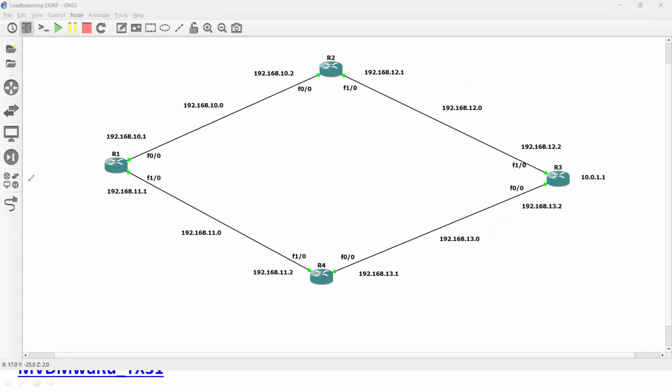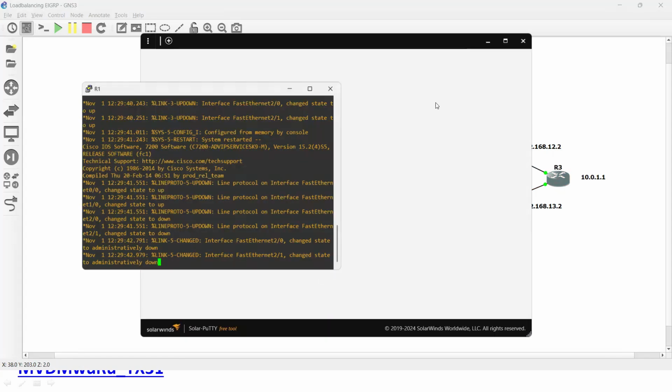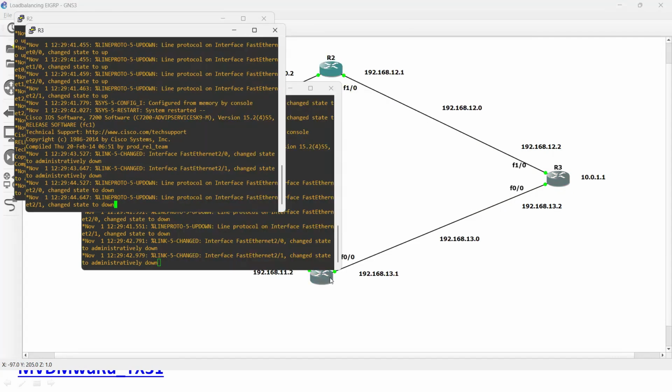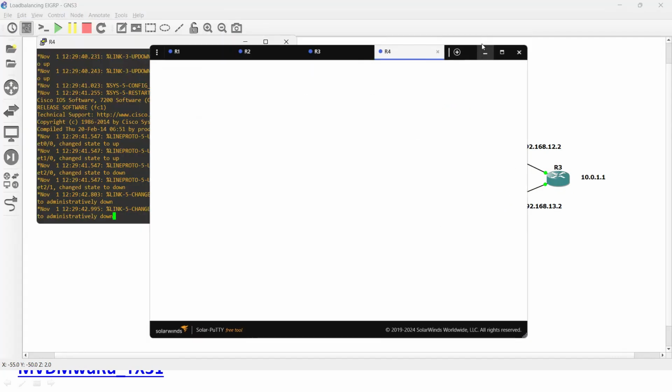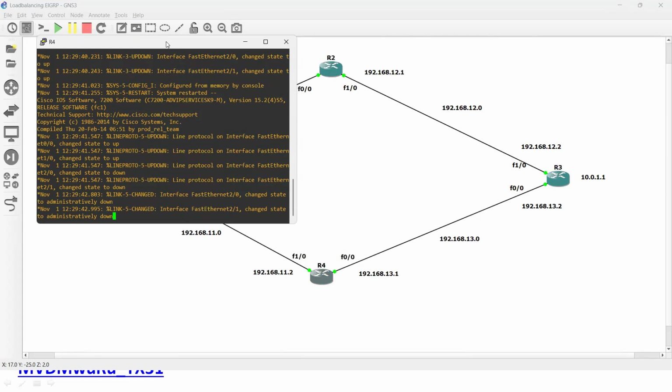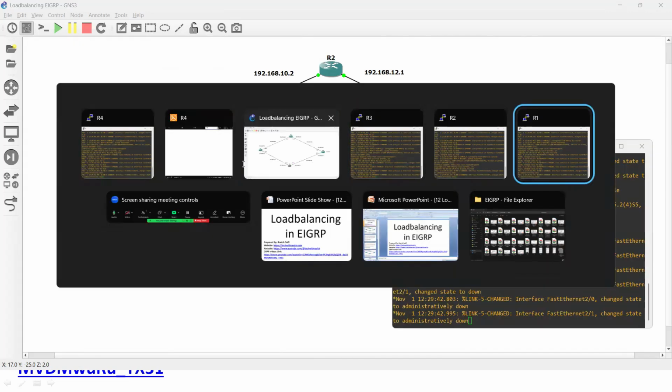First of all, we are going to do the configuration of EIGRP on this network. Then we will find the route metric for both paths. I have already provided the IP addresses on this network. So, let's start with router number one.